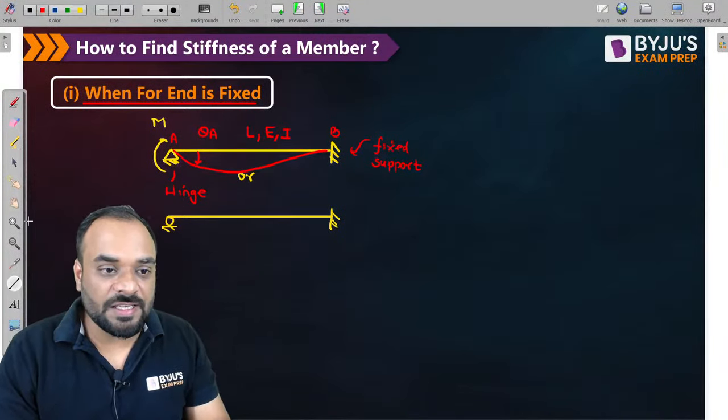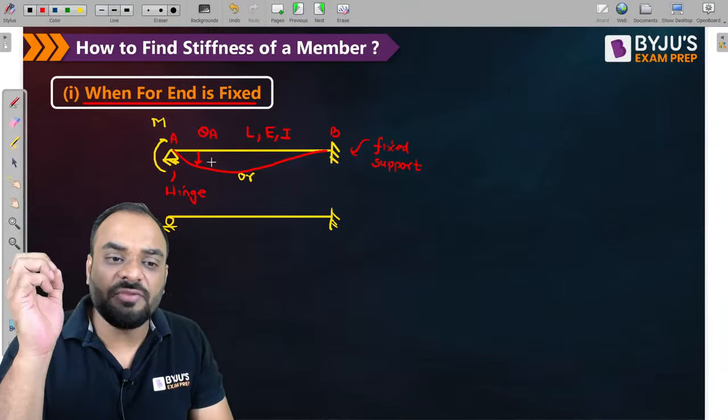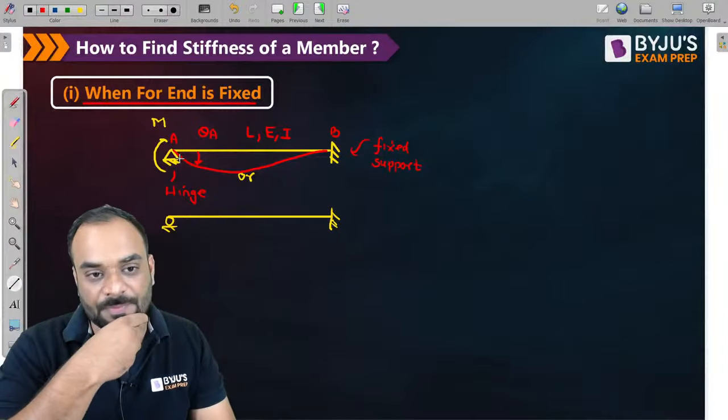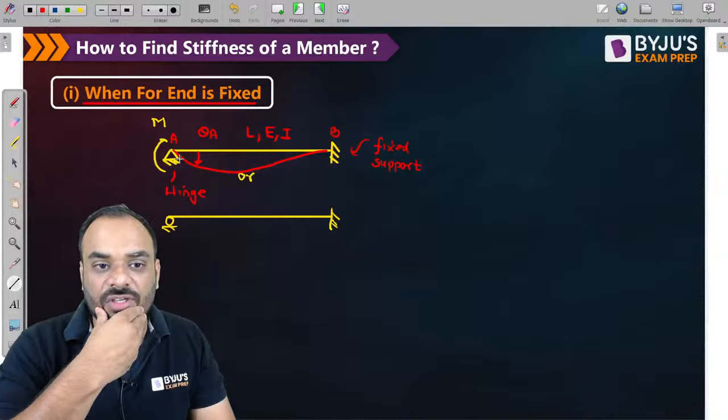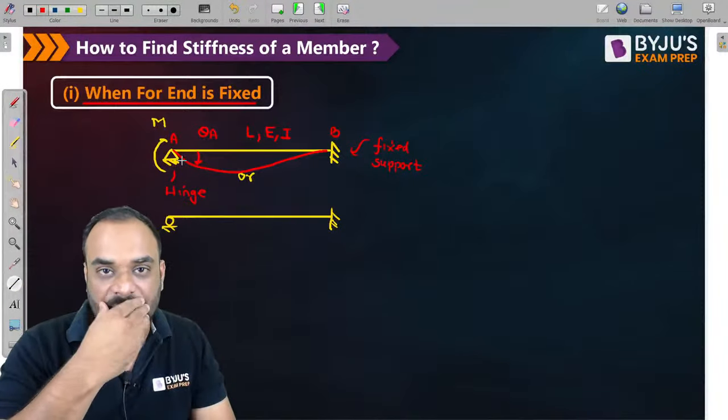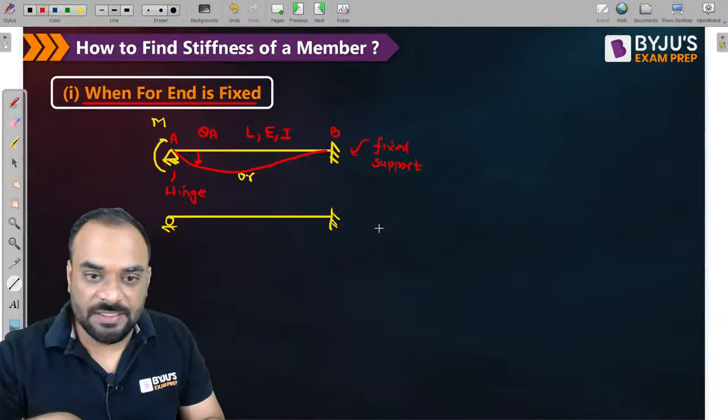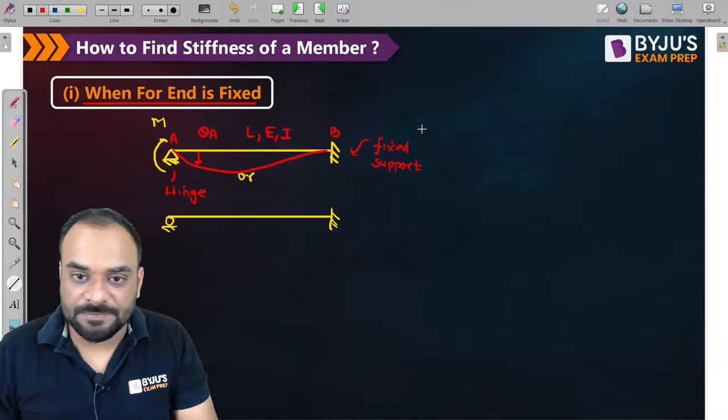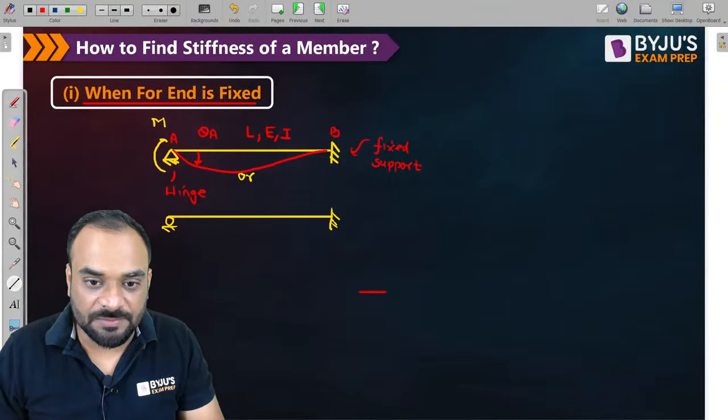So let us understand, guys, this particular condition. How can we find the stiffness of this particular member? Guys, if you want to find it out, you need to use the strain energy concept, right? So let us break this particular structure.